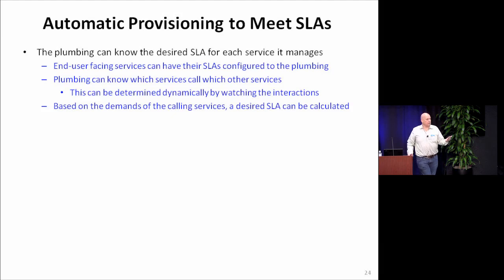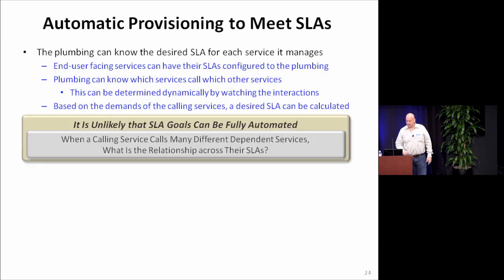So why can't we do automatic provisioning to meet SLAs? The plumbing knows what it needs. There's a graph that can be tracked by the system. The end user facing services are configured, and based upon the demand of the calling services, the desired SLA can be calculated. Now, I understand this is hard. I understand we're not there yet.